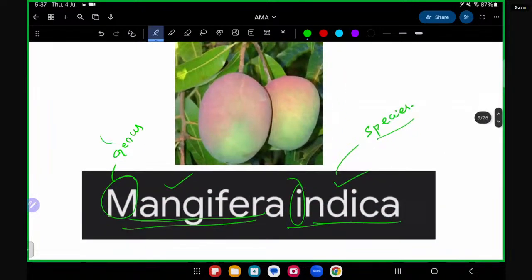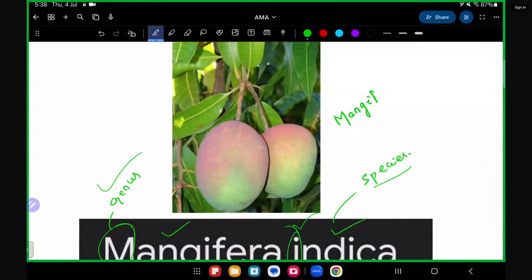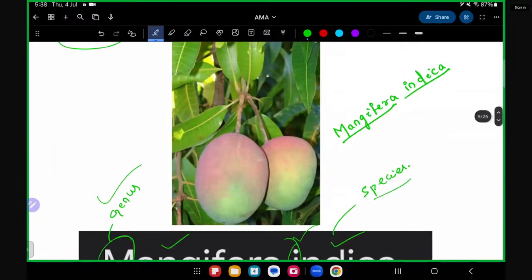Again, I am telling, the first alphabet of the genus part should be written in capital, and the first alphabet from the species part should be written in small letter. The whole scientific name should be written in italics and it should be underlined properly. Okay. So what we have? Mangifera indica. It is the scientific name of mango.